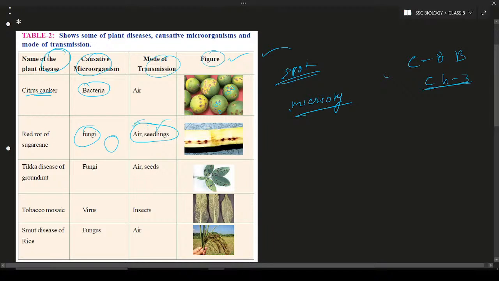Seedling means if you take a small piece of sugarcane and plant it in the ground, it will germinate into a new plant, and this plant will have the disease. Why? Because this small piece already has the disease. What is the disease? Red rot of sugarcane.